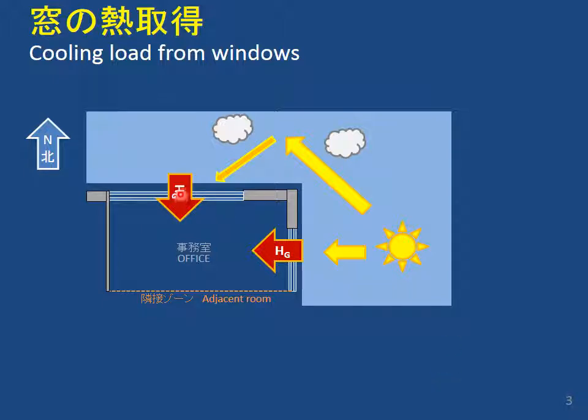So we have the north window and the east window. The east window gets most of the sunlight because it's near sunrise, but some sunlight is diffuse and comes in through the north window.